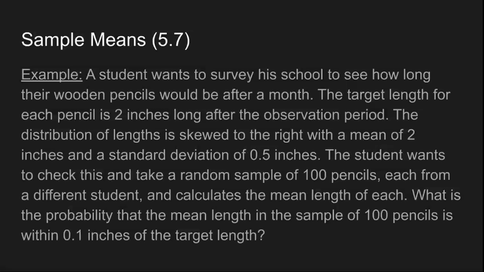So, example: a student wants to survey his school to see how long their wooden pencils would be after a month. Their target length for each pencil is 2 inches long after the observation period. The distribution of length is skewed to the right with a mean of 2 inches and a standard deviation of 0.5 inches. The student wants to check this and takes a random sample of 100 pencils, each from a different student, and calculates the mean length of each. What is the probability that the mean length in the sample of 100 pencils is within 0.1 inches of the target length?